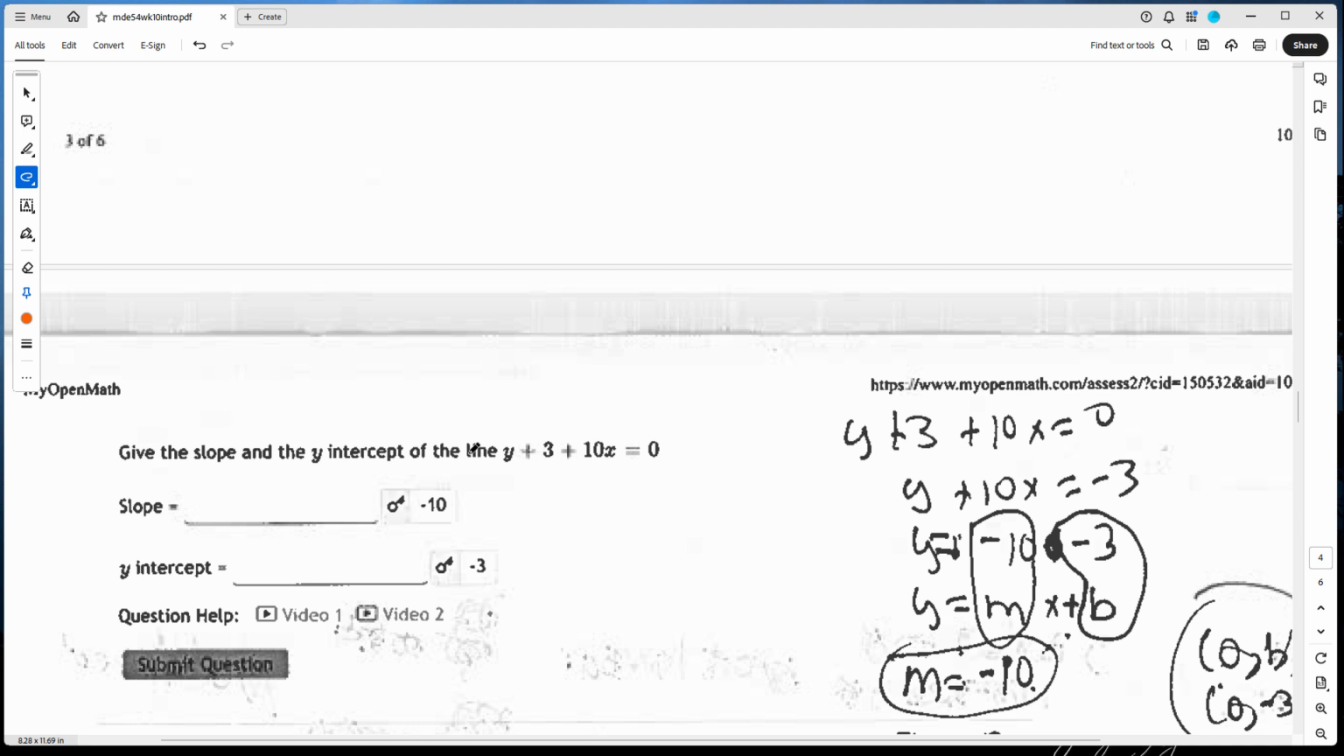And this one here gives a slope and the y-intercept of the line. y plus 3 plus 10x equals 0. So I took it here and I rewrote it and solved it for y. So when I solved it for y, I subtracted 3 from both sides. Then I subtracted 10x from both sides, so I have y is equal to 10x minus 3.